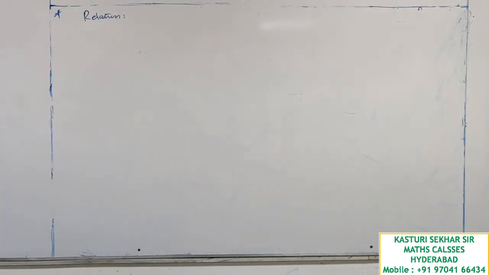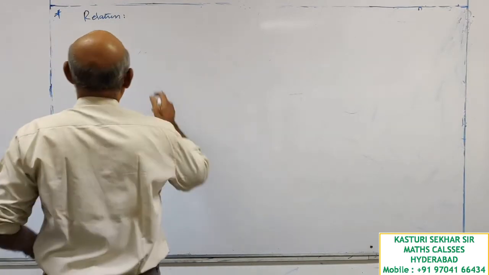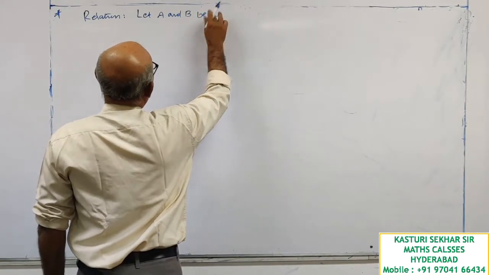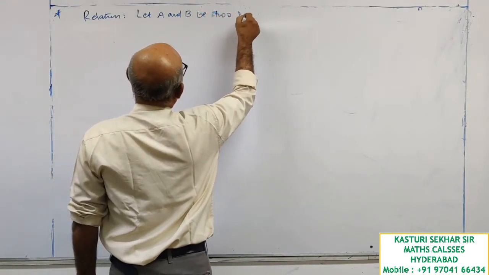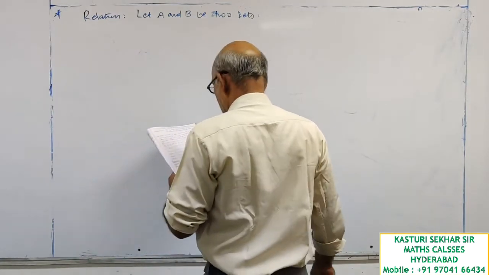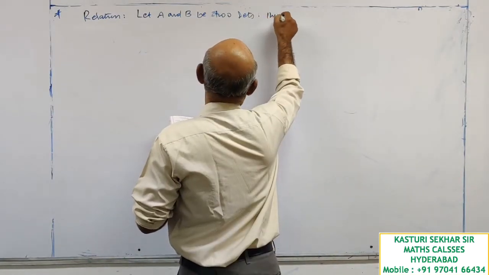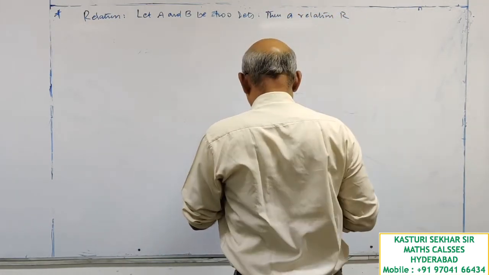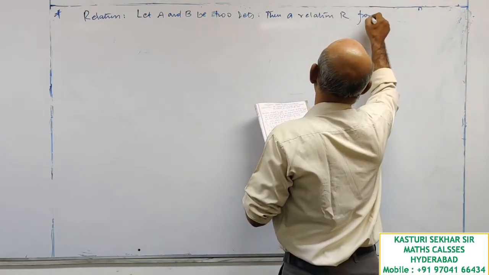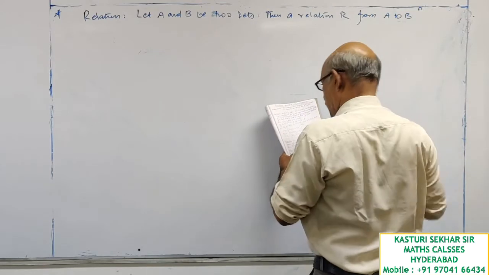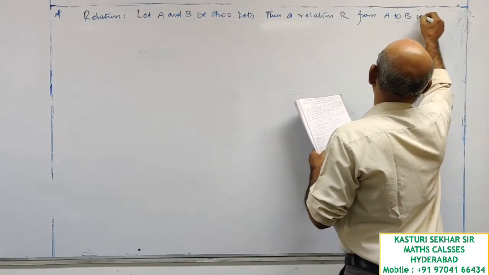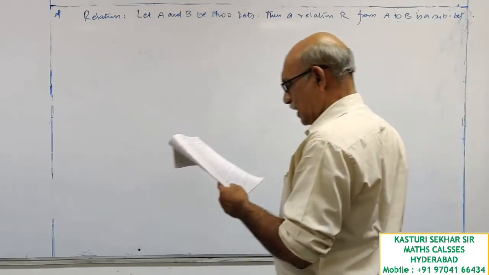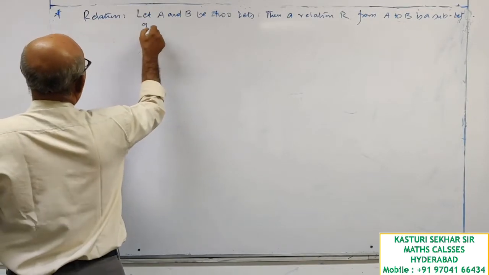Now let us see the definition. Let A and B be two sets, then a relation R from A to B is a subset of A cross B.